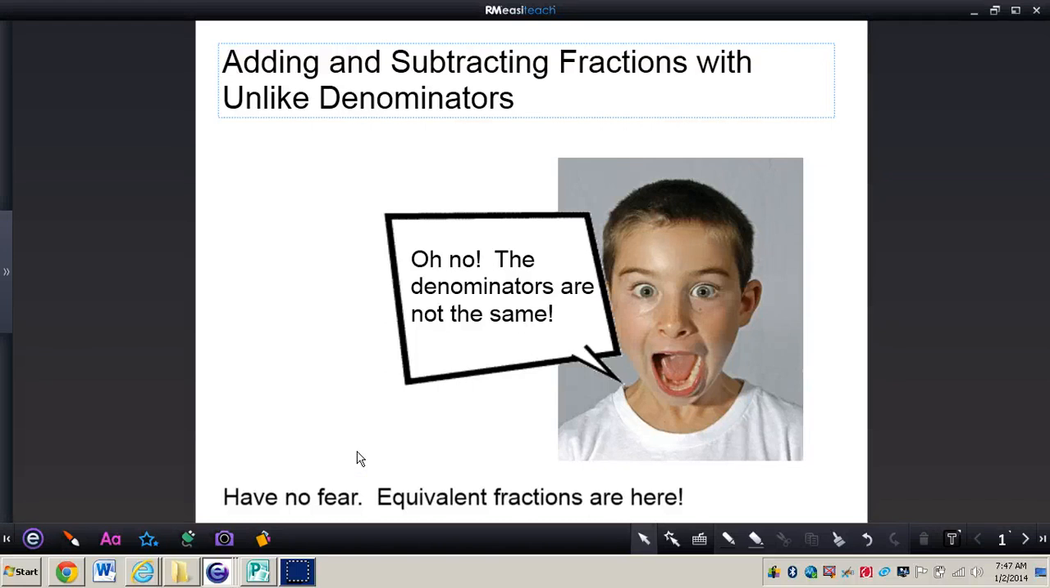In this video, we're going to be taking a look at adding and subtracting fractions with unlike denominators. Now, you may have this reaction that's right there on the screen, but it's important to understand that even though the denominators are not the same, we need to have no fear because equivalent fractions are here. And in this video, you're not only going to learn how to add and subtract fractions or have a review of that, but we're also going to figure out how to find like denominators using the LCD, or least common denominator. We're going to find that first, then we'll be able to add and subtract very, very easily.